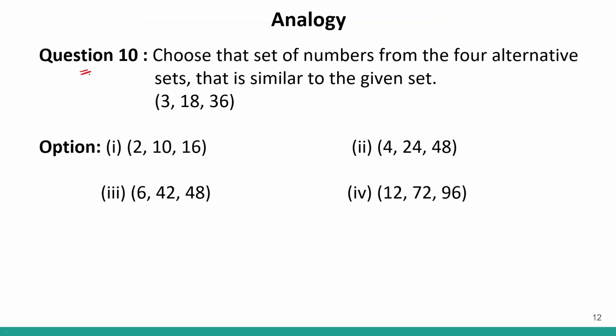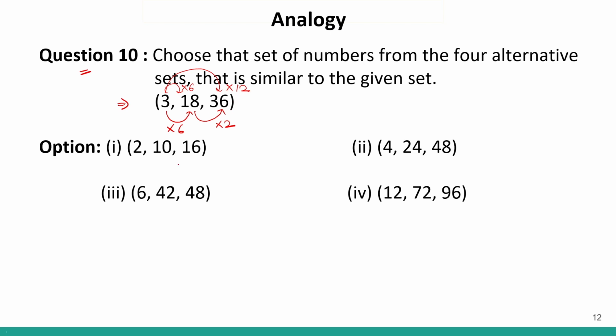Question number 12. Choose that set of numbers from the 4 alternative sets that is similar to the given set. So similar type of question, we have this set. First thing, we have to identify the relationship between these numbers, and then we have to identify which one follows the same logic. Okay, so if I look over here, this is into 6, and if I look over here, this is into 2. Correct? 3 into 6 gives me 18 and 3 into 2 will give me 36. Or another way is 3 into 6 will give me 18 and 3 into 12 will give me 36. Correct? 3 into 12 will give you 36. This is also another logic.